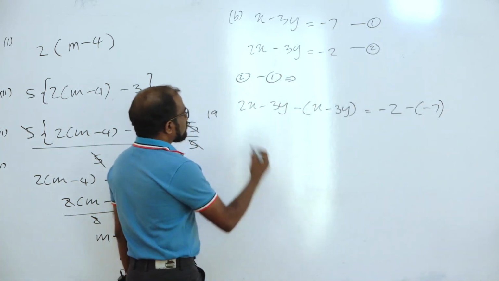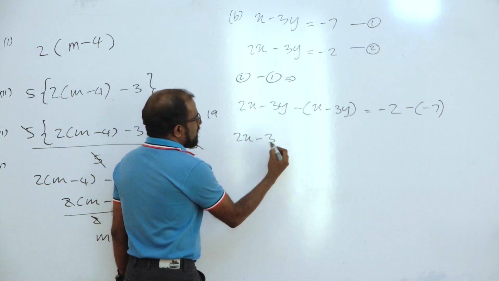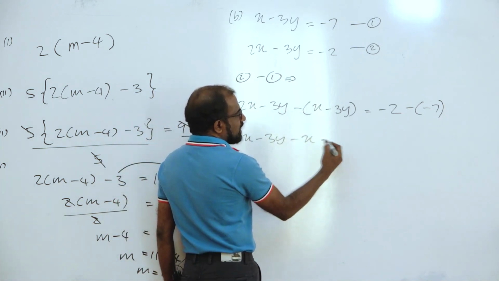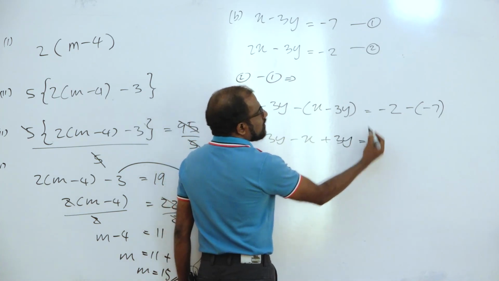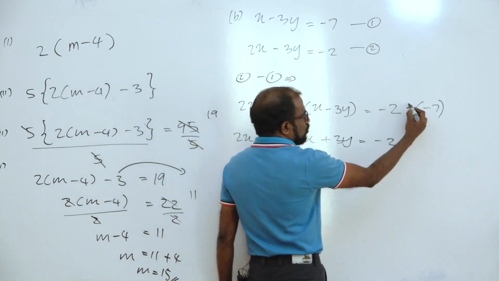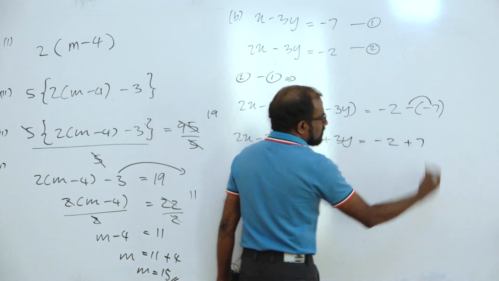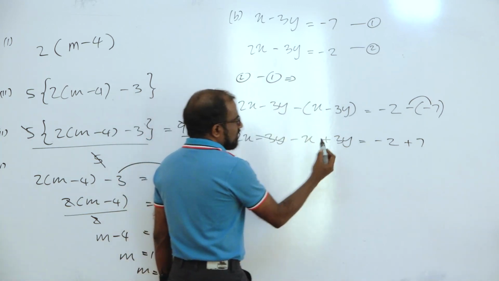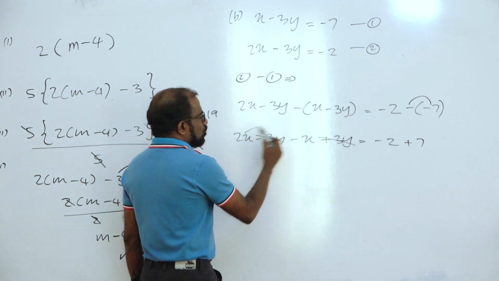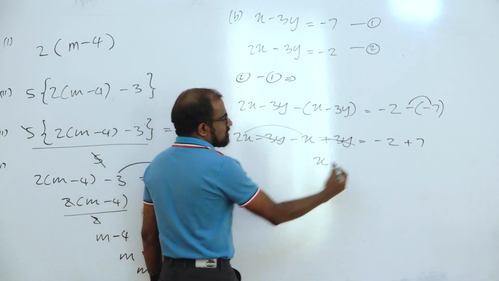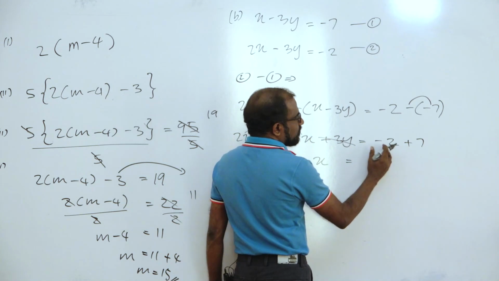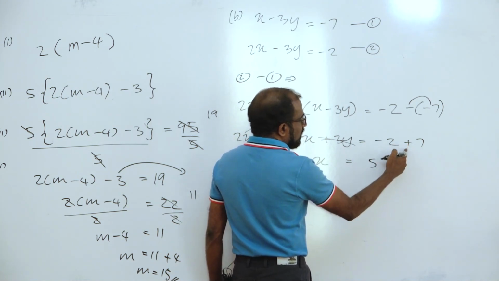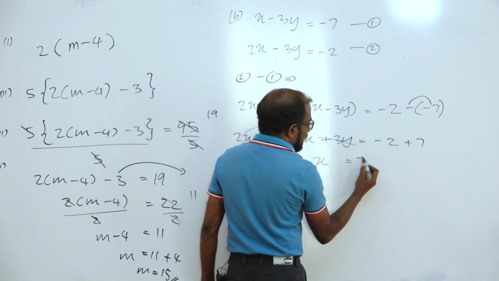So here, remove the bracket. 2x minus 3y. Here minus x. Minus minus, same sign, plus 3y. Here minus 2. Again minus minus, plus 7. Now you can cancel minus 3y and plus 3y. 2x minus x, x. Here you get the answer. Minus 2 plus 7. Different signs, subtract, 5. Sign from the largest number, plus. x equals 5.